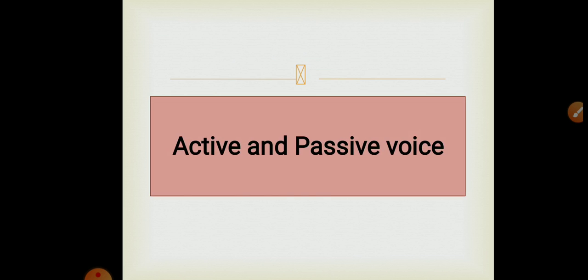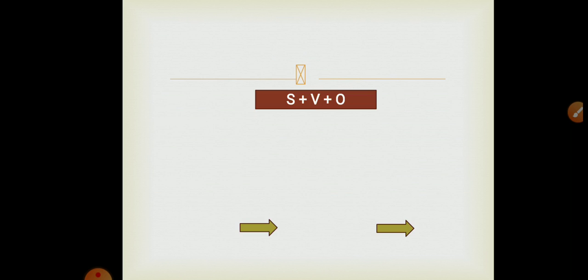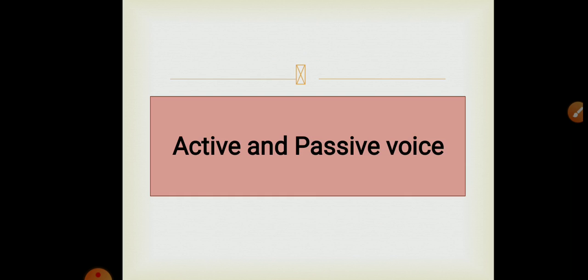Active and passive. Yes, we are going to deal with the active and passive in this session. Now, very first, let's see what it means by active voice. The active voice describes a sentence where the subject performs the action stated by the verb, and passive voice means the subject is acted upon by the verb.